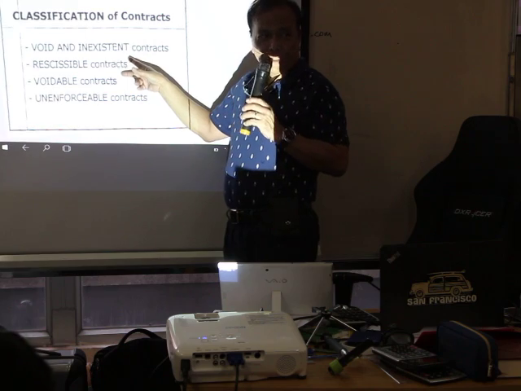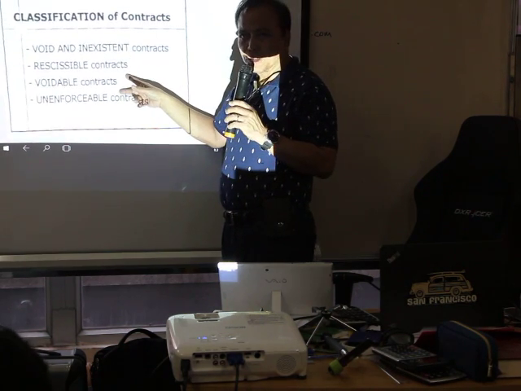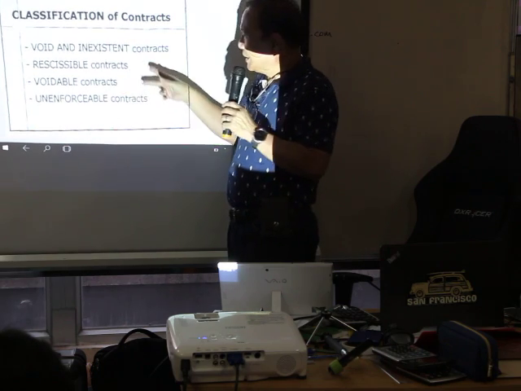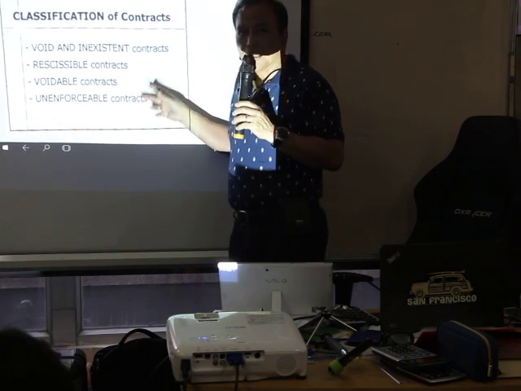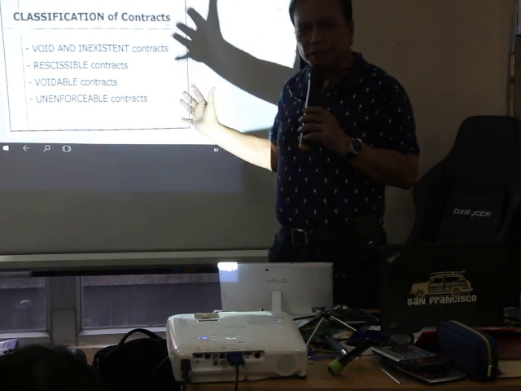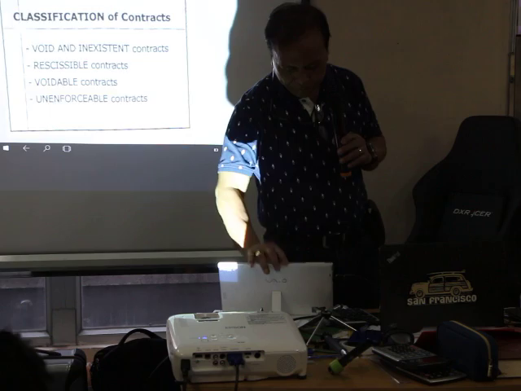So, a void contract is not valid from the beginning. Rescissible means can be changed. Next, voidable contracts means can be valid now but can change later. And then this one, there is a contract but we cannot use it. So these are just the 4 kinds of contracts.